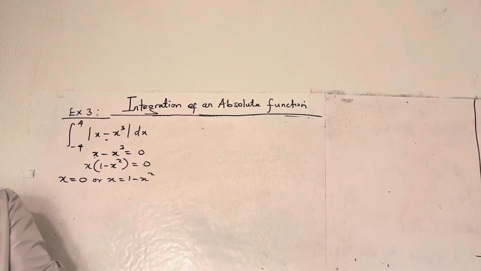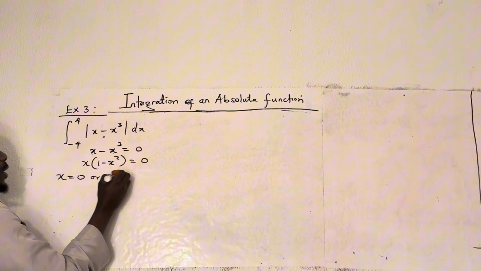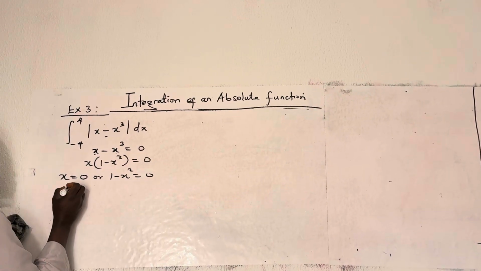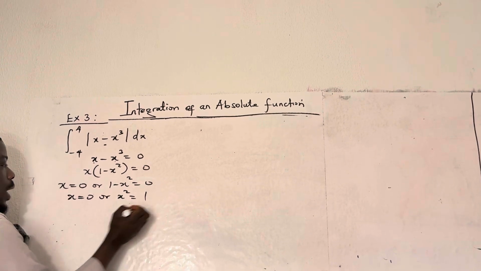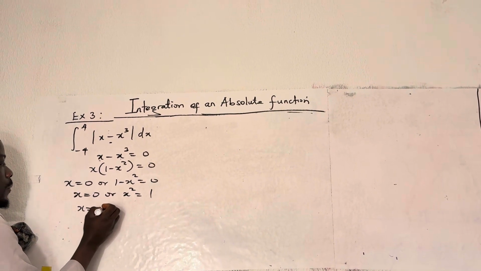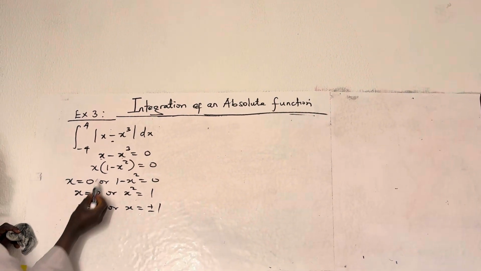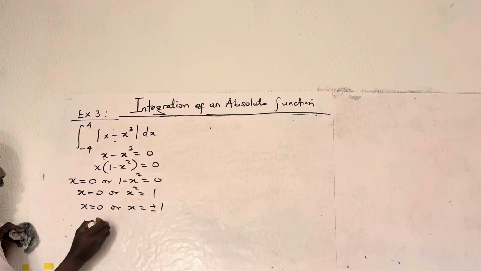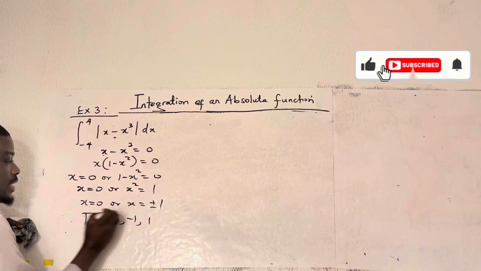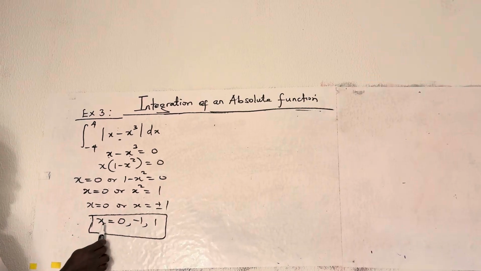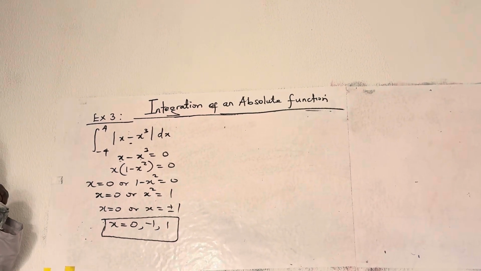Sorry, I said s equals 0, or 1 minus x squared equals 0. So s equals 0, or x squared equals 1. s will be equal to plus or minus 1. So at the end of the day, after solving this, s equals 0, minus 1, and 1. So that is the value of our s. This is the point where the sign or the limit will change.